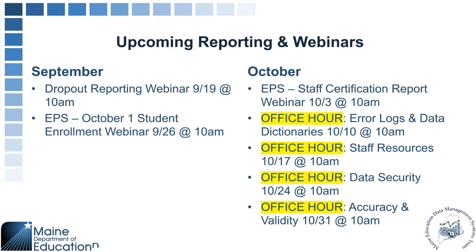We have our webinar series this month. This week we're doing quarterly reporting. Next week we'll be doing dropout reporting on the 19th at 10 a.m. And then on the 26th, we'll be having our EPS October 1 student enrollment webinar.